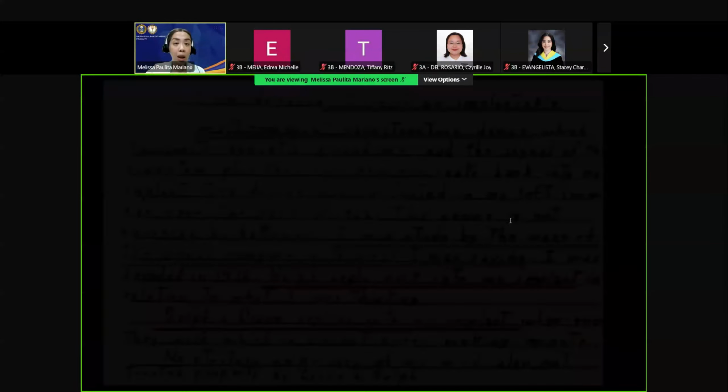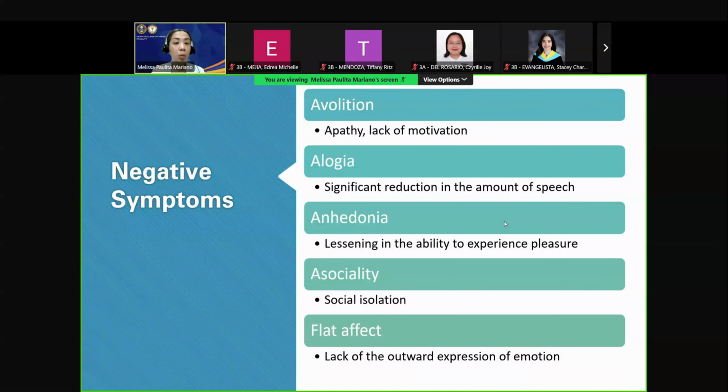The next cluster that we mentioned earlier would be the negative symptoms. And again, most of them start with A. Avolition, meaning the lack of motivation or the lack of will. Alogia is a significant reduction in the amount of speech, and anhedonia is a lessening of the ability to experience pleasure. Asociality is social isolation, and flat affect is a lack of outward expression of emotion.